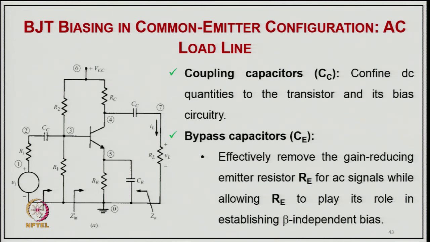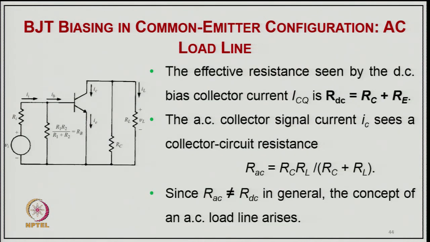The coupling capacitance CC confines the DC quantities to the transistor and bias circuit, and you can call the other one a bypass capacitor, CE. It effectively removes the gain-reducing emitter resistance for an AC signal, allowing RE to play its role in establishing the beta independent biasing. It provides biasing for the emitter junction, corresponding to these resistances, if we consider that kind of capacitor biasing.